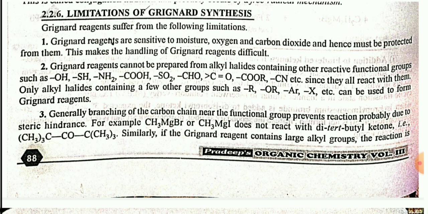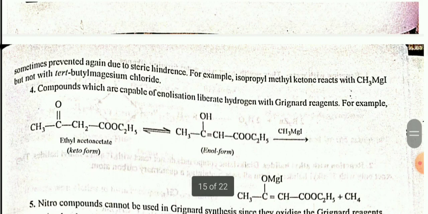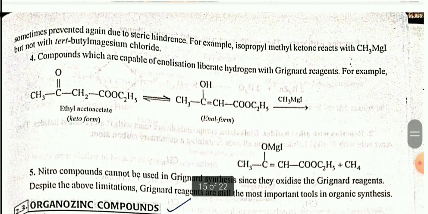Third, generally branching of the carbon chain near the functional group prevents reaction probably due to steric hindrance. For example, CH3-MgBr or CH3-MgI does not react with di-tert-butyl ketone, that is (CH3)3C-CO-C(CH3)3. Similarly, if the Grignard reagent contains a large alkyl group, the reaction is sometimes prevented again due to steric hindrance. For example, isopropyl methyl ketone reacts with CH3-MgI but not with tert-butyl magnesium chloride.